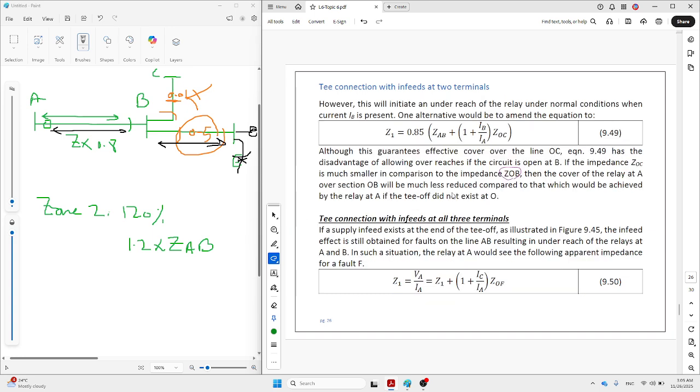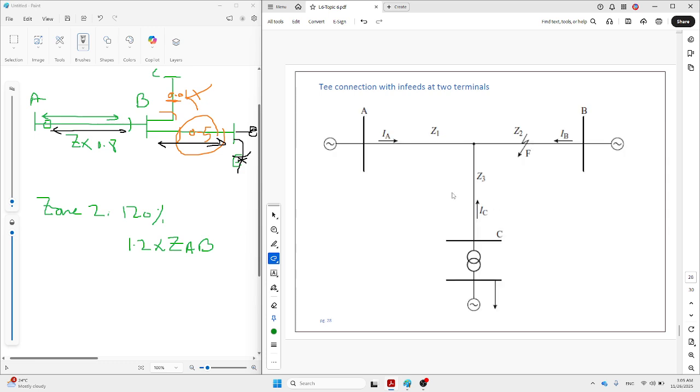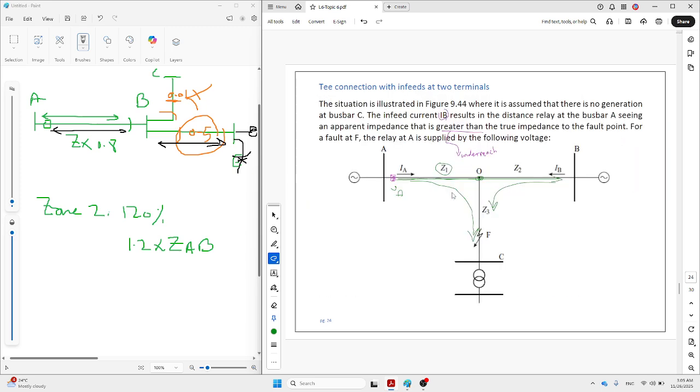Since we don't consider the T-junction for our case, I don't cover. You can do it by yourself and find it out.